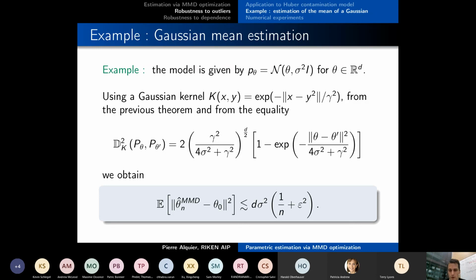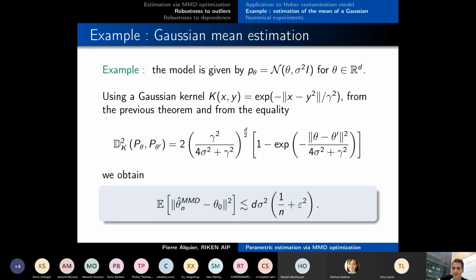Let me comment on this result. First, when epsilon squared is equal to 0, so when there is no contamination, you obtain the minimax rate of estimation in the Gaussian mean model. So it seems good. The other point is that when you add a small proportion epsilon of outliers, your estimator remains good, at least when epsilon is not too large.